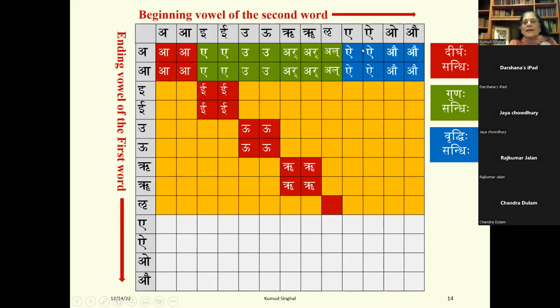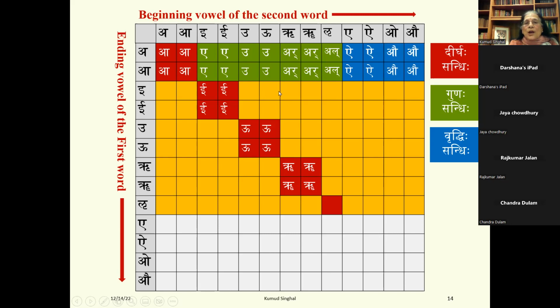So in the matrix, these eight entries are filled by the Vriddhi Sandhi. So ending a followed by a becomes ai, ending a beginning ai becomes ai, ending a followed by o, au, both are replaced by au, and similarly if ending a and au becomes au, and the same thing will happen to a. So these three sandhis: the dirgha sandhi fills in this block, the guna sandhi this block, and the vriddhi sandhi this block.